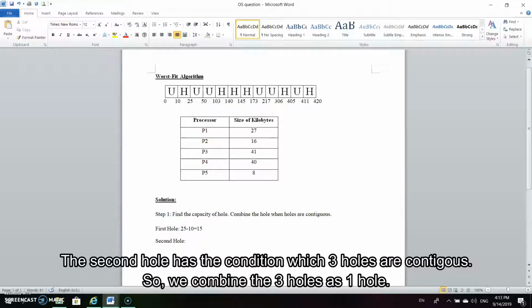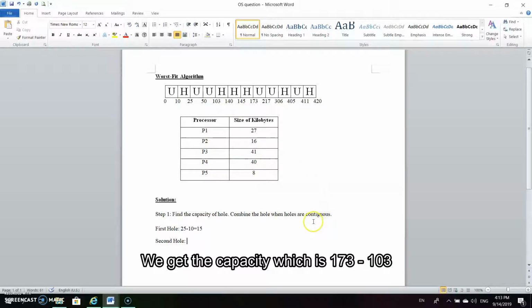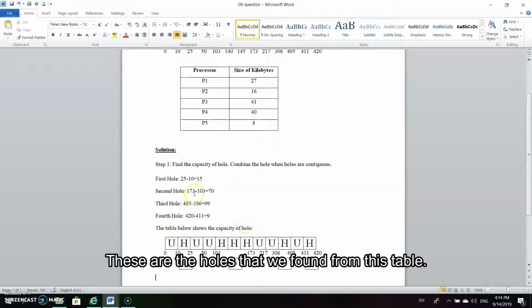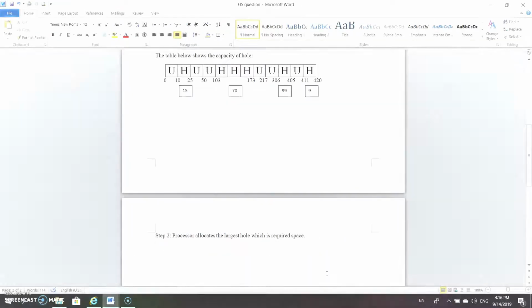The second hole has a condition with 3 holes contiguous, so we combine the 3 holes as one hole. We get the capacity, which is 173 minus 103, which equals 70. These are the holes that we found from this table.